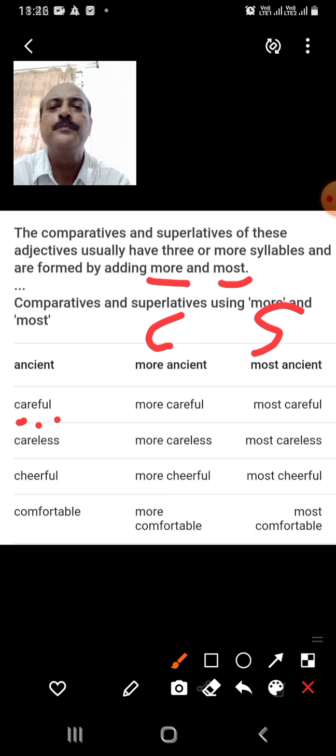In the same way, beautiful. We don't say beautifuler or beautifulest. We say she is more beautiful than her. That girl is the most beautiful girl in the class.